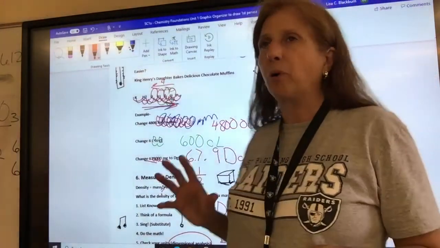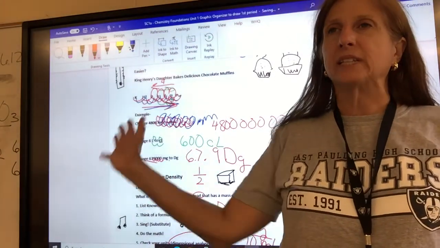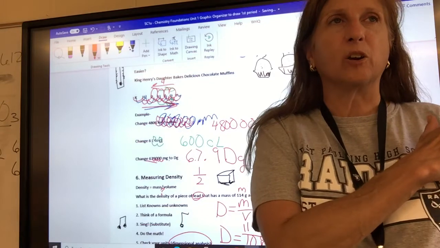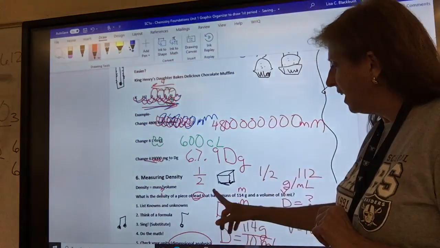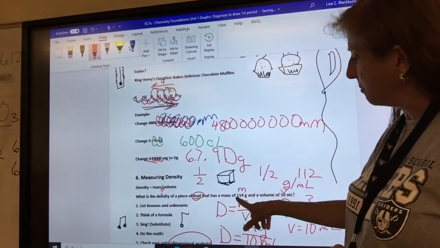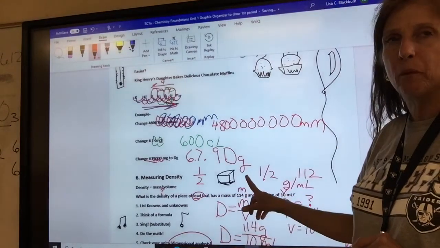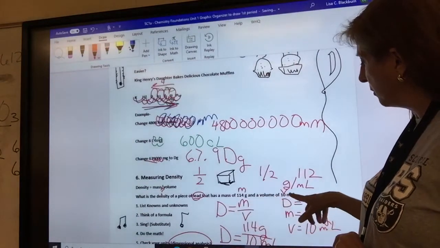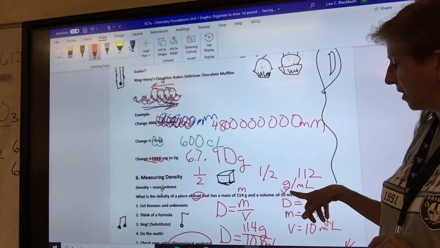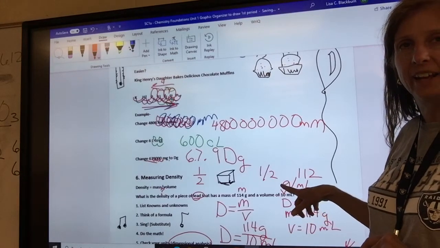What makes word problems hard are the words. So what we want to do is get rid of all the unnecessary words so we can get to the problem. That's why we annotate. We have a piece of lead that has a mass of 114 grams. So over 114 grams, I put a little m to stand for the mass. And a volume of 10 milliliters, I put a volume over 10 milliliters. Okay, everybody understand how to annotate?